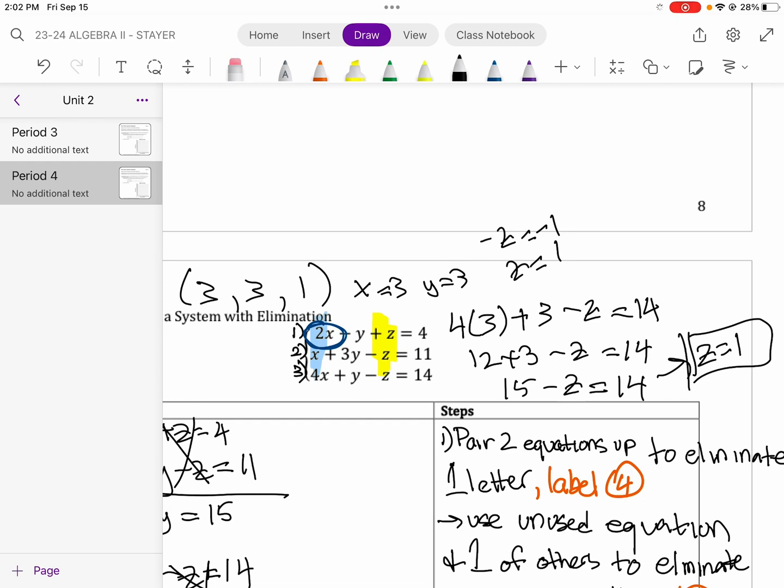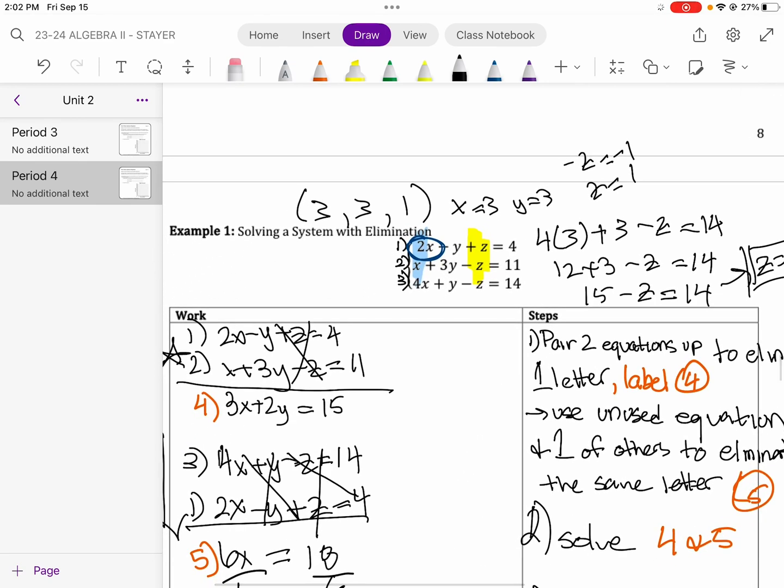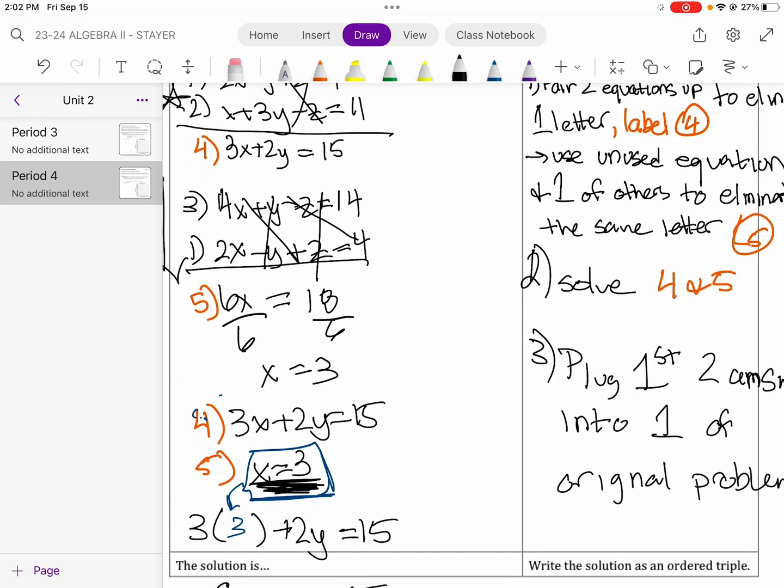And then Z comes last. Students, there it is. Eliminate one letter. Find a letter and start plugging things back in.